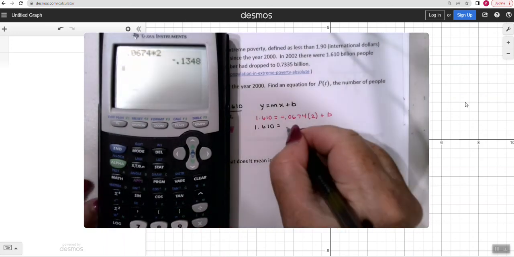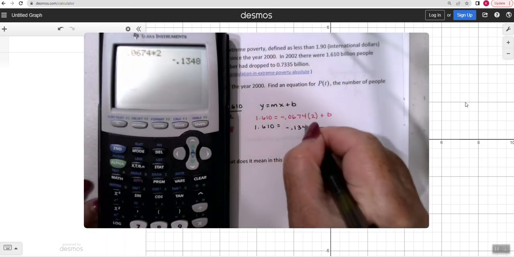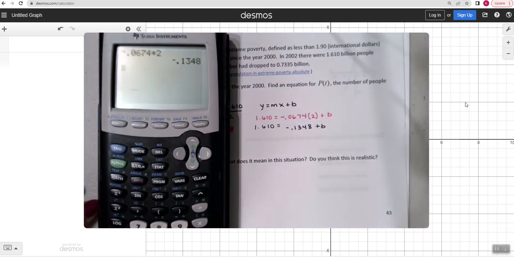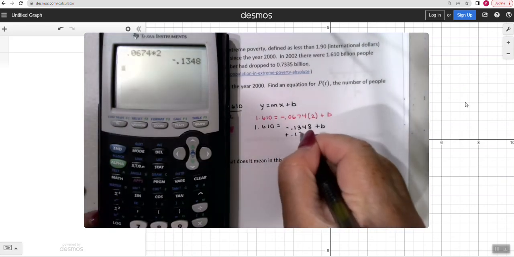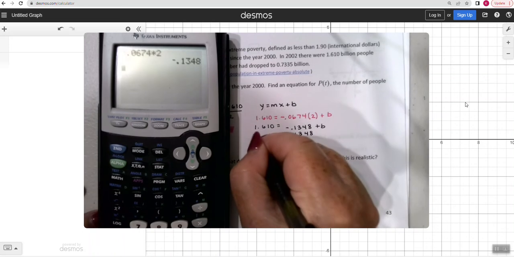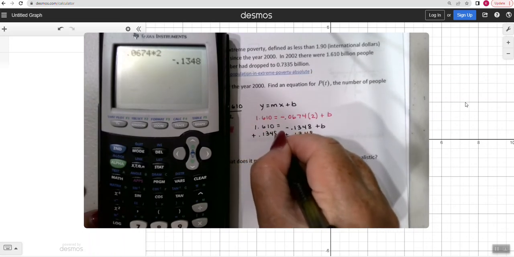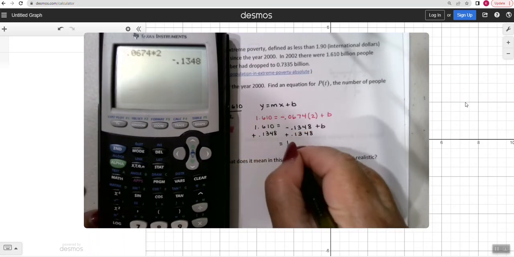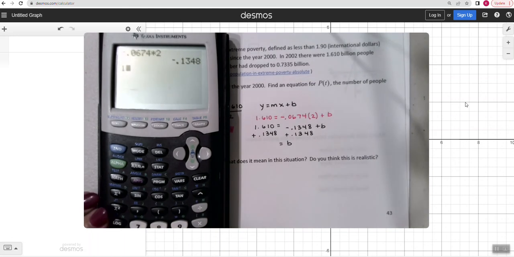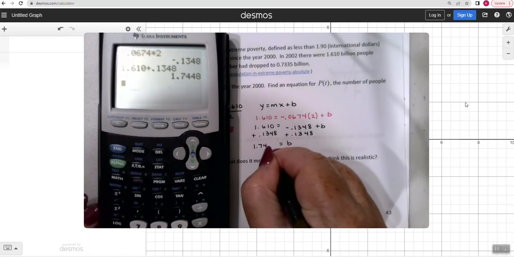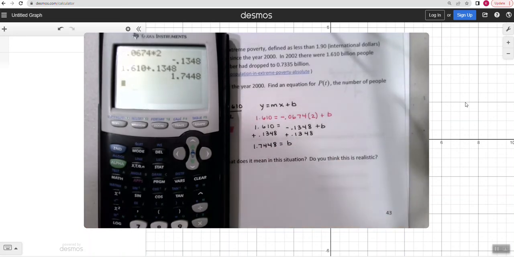That is negative 0.1348. And then I'll have to add that to both sides to get b. And I have 1.7448 for my b value.